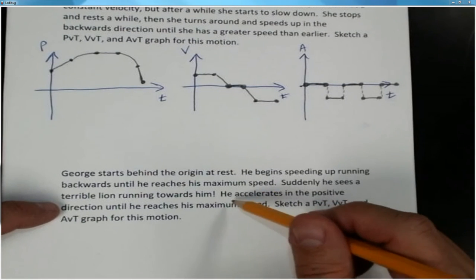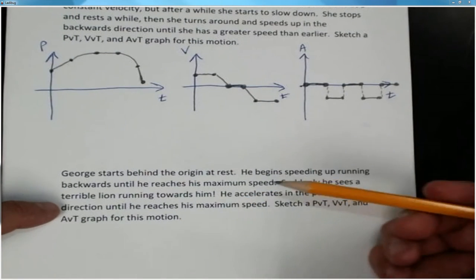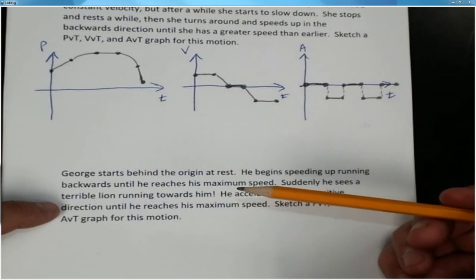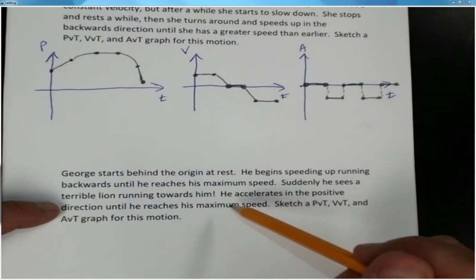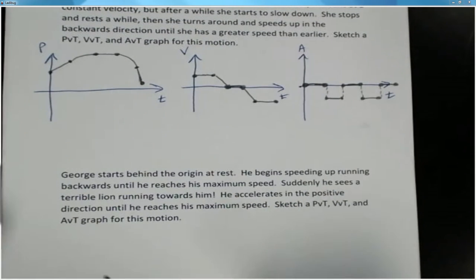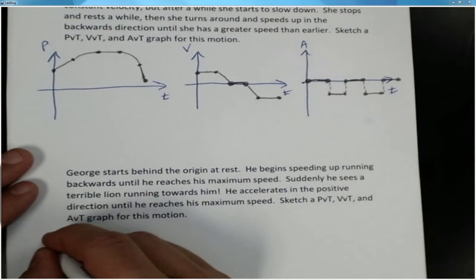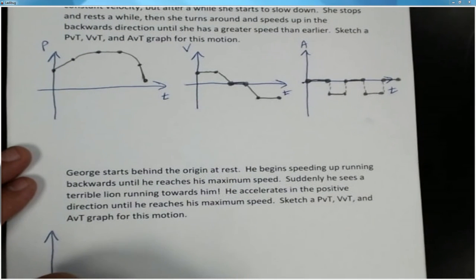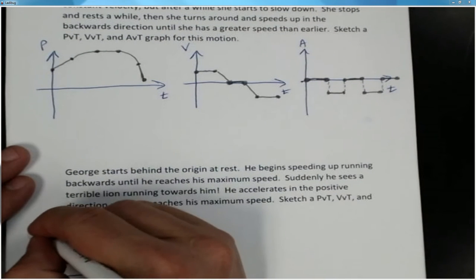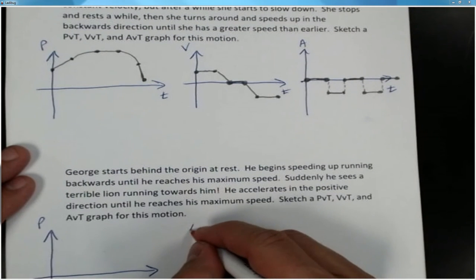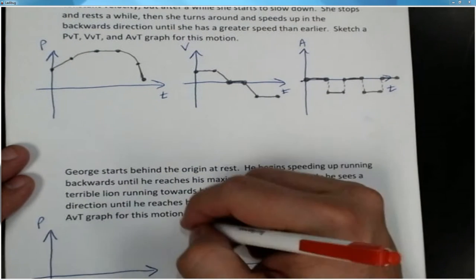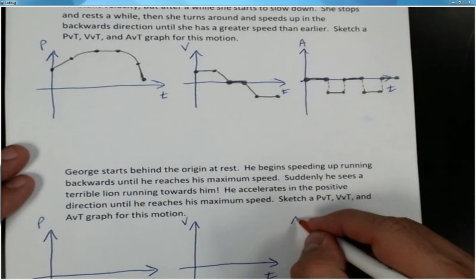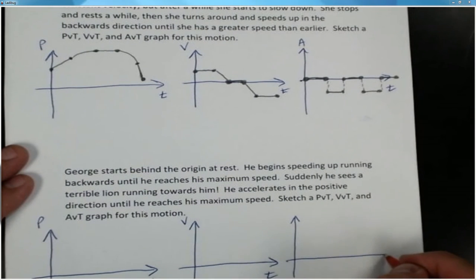That is a tricky sentence right there. So he was going in the negative direction, and he even sped up in the negative direction. But here he accelerates in the positive direction. So that's going to be a bit tricky. Let's do this one. P versus T. V versus T. And A versus T.